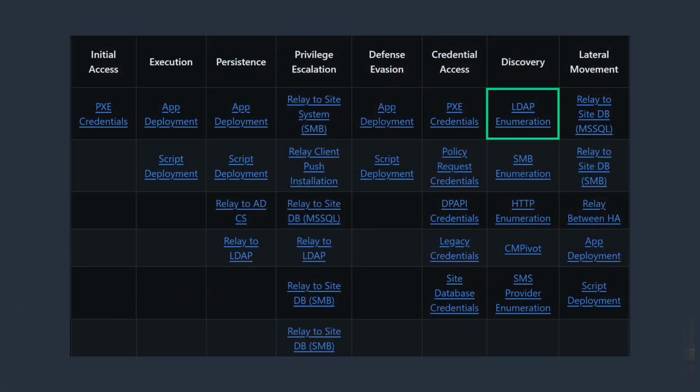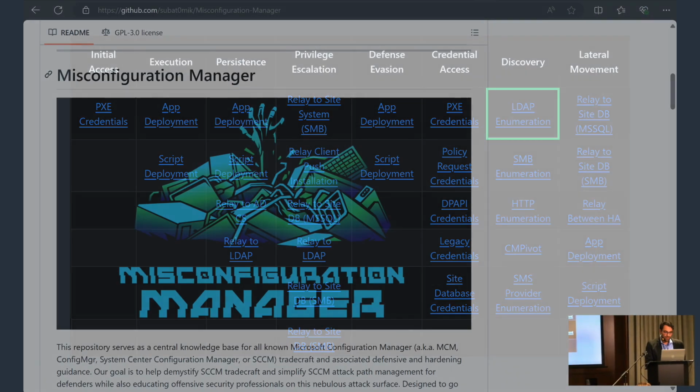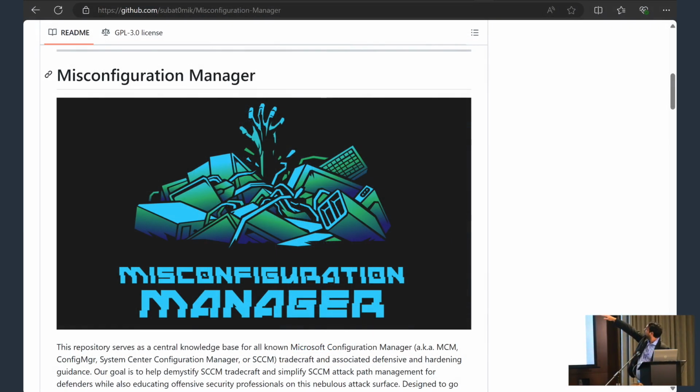So this is just an extract of what they put together, but as you can see, it maps onto the MITRE ATT&CK framework, and they've put different types of attacks under each of the different sections. Just at the top there, it's on GitHub. Subat0mik, I think this is Duane, I can't remember his surname, but it's Duane at SpecterOps. He's the guy that's hosting this, and a couple of people there put this together.